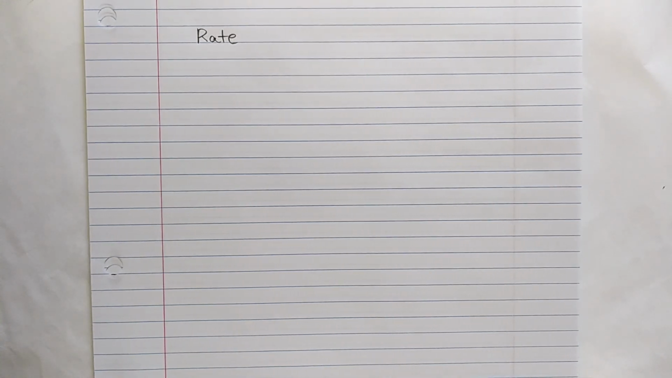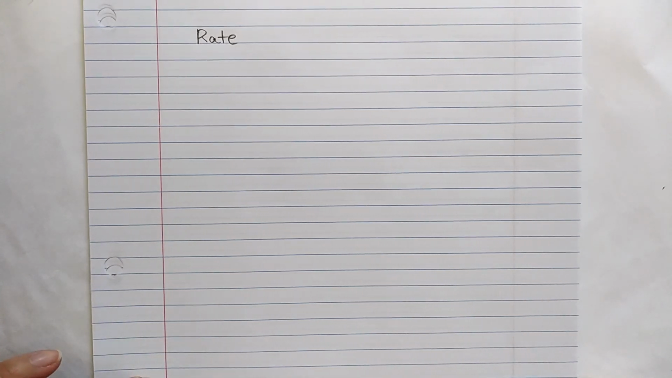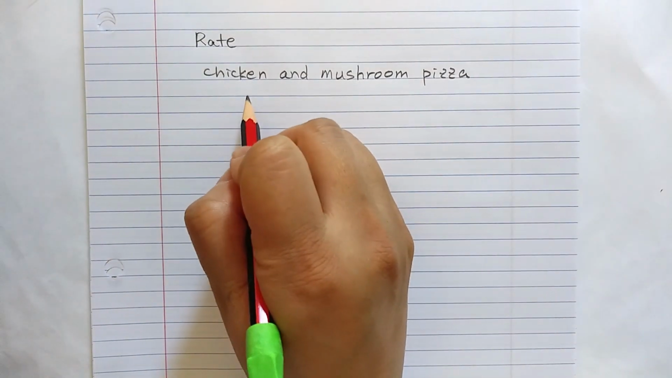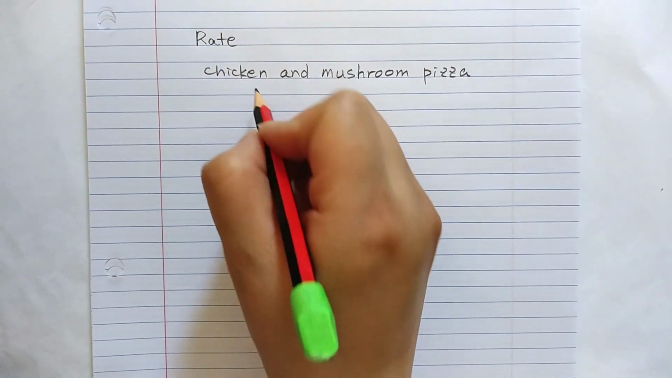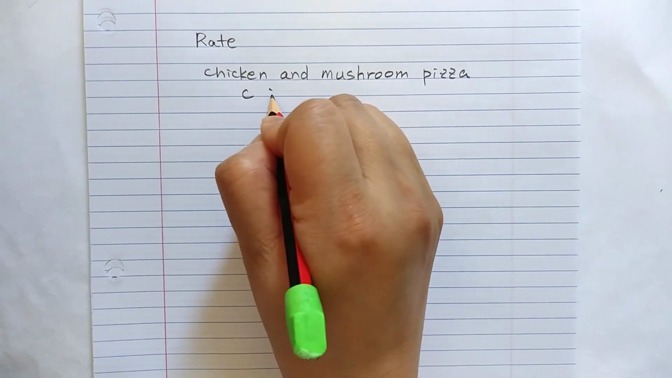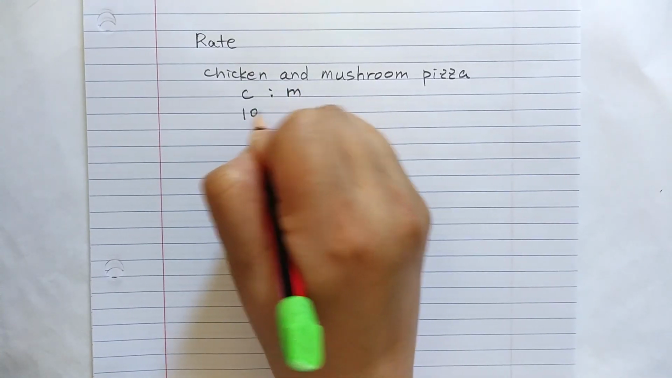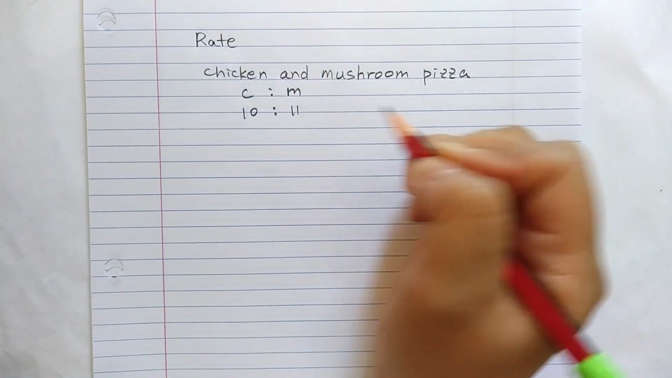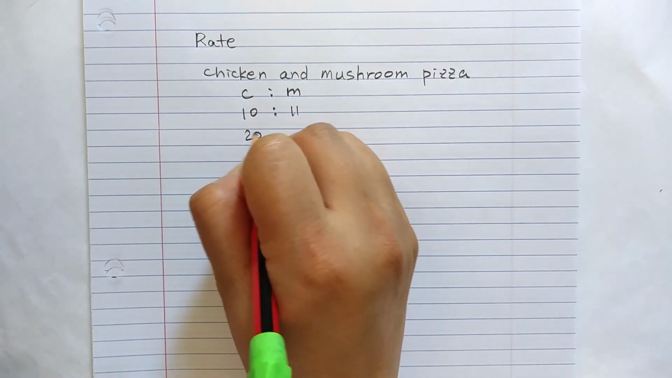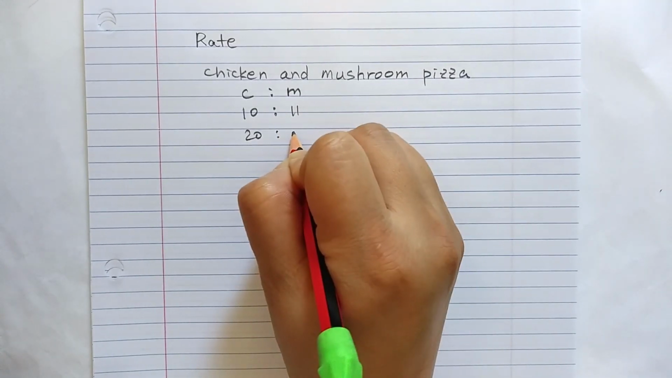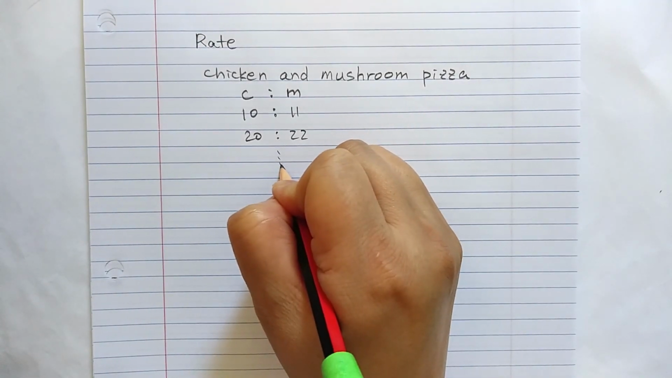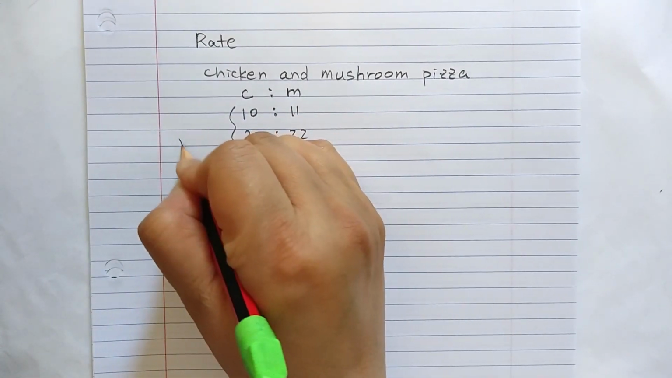A rate is very similar to a ratio, except for certain rules. Here's an example. Let's say we're making a chicken and mushroom pizza. For one pizza, we need 10 chicken pieces and 11 mushroom pieces. For two pizzas, we need 20 chicken pieces and 22 mushroom pieces, and so forth. These are all ratios.